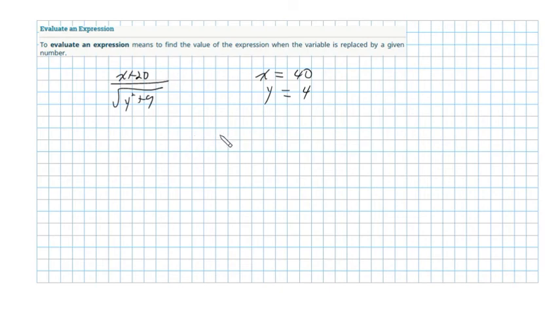Well, now that simply becomes 40 plus 20 divided by the square root of 4 squared plus 9. So let's use our order of operations to do this. Sometimes it becomes not so easy to see when it's written in this format, and it may help to write it out as I'll do here: 40 plus 20 divided by square root of 4 squared plus 9.